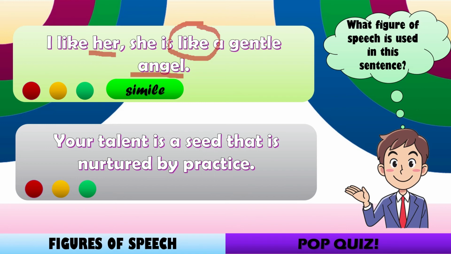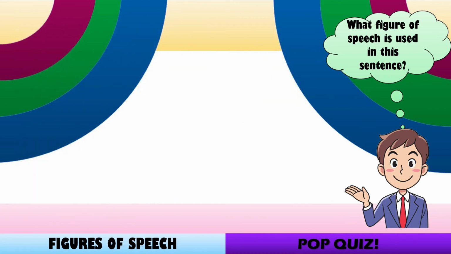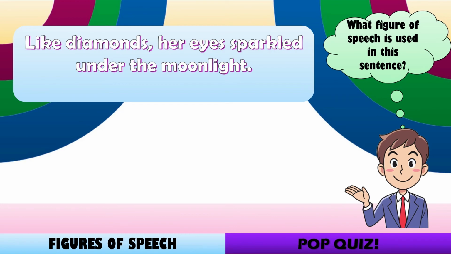Time is up. The correct answer is metaphor. Similar to the example above, this aims to compare two objects, which is talent and seed. However, unlike the first example or simile, it does not use the word like or as. This is merely an indirect comparison between a talent and it being compared to a seed. Let's have the last batch. Like diamonds, her eyes sparkled under the moonlight.